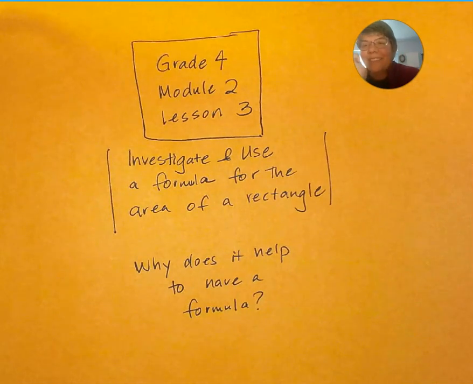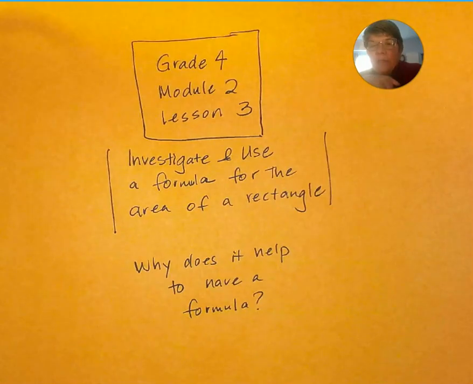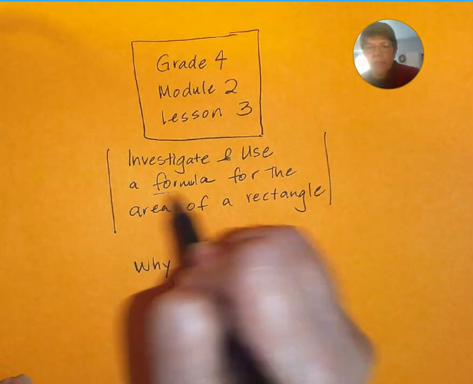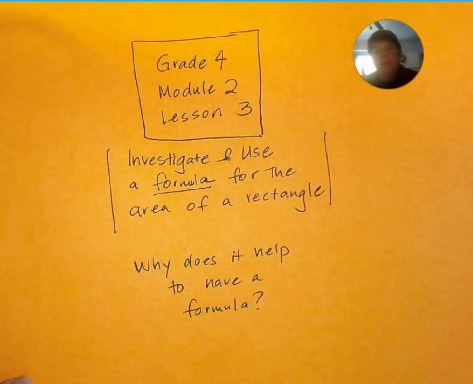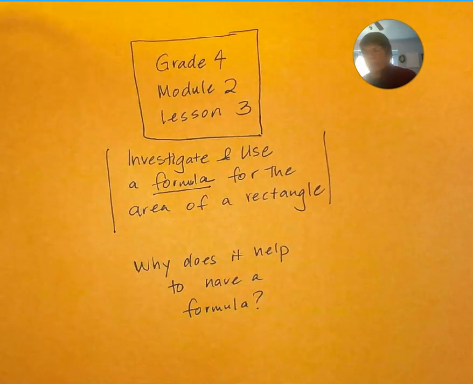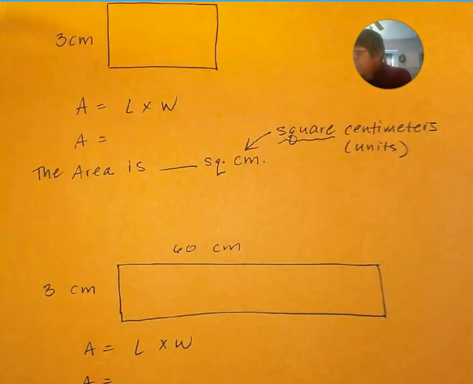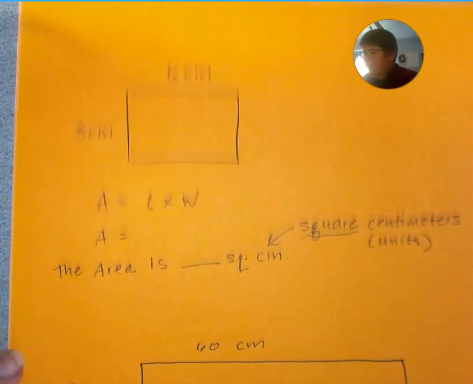Aloha! Here we are in grade 4, module 2, lesson 3, and we're going to be investigating and using a formula for the area of a rectangle. A formula is kind of like a recipe. It'll tell you exactly how to find the area, and we're going to look at why that helps us to have a formula. Okay, well, let's find out what we're talking about here.